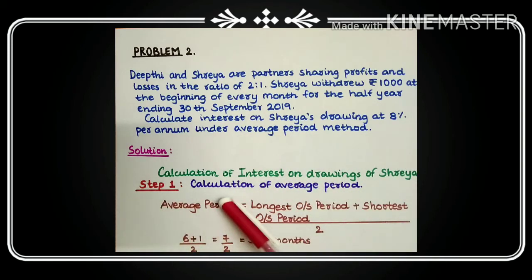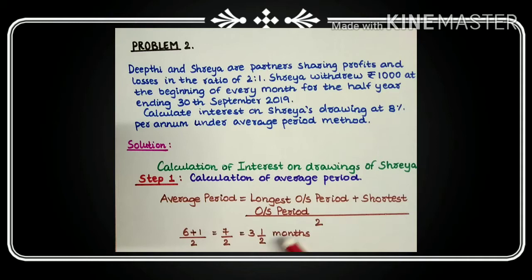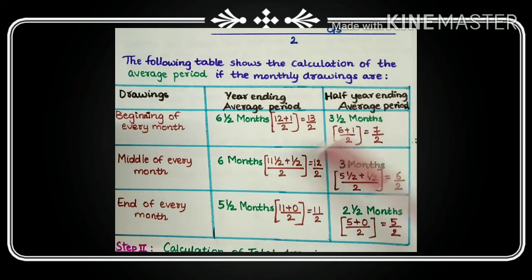Now step 1 is calculation of average period. So average period is equal to longest outstanding period plus shortest outstanding period divided by 2. What is the longest period? It is 6 months, correct? Shortest is 1, so 7 by 2 is nothing but 3.5 months. If you know this table, you can easily write. See, they have given half year ending, average period, beginning of every month. This was the statement given. So very easy. If you know this table, just write 6 plus 1 by 2, 7 by 2, 3.5 months.